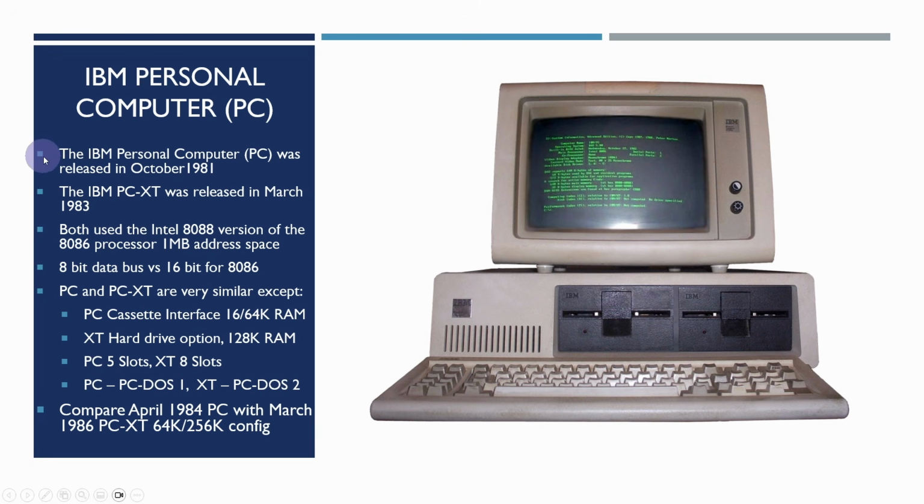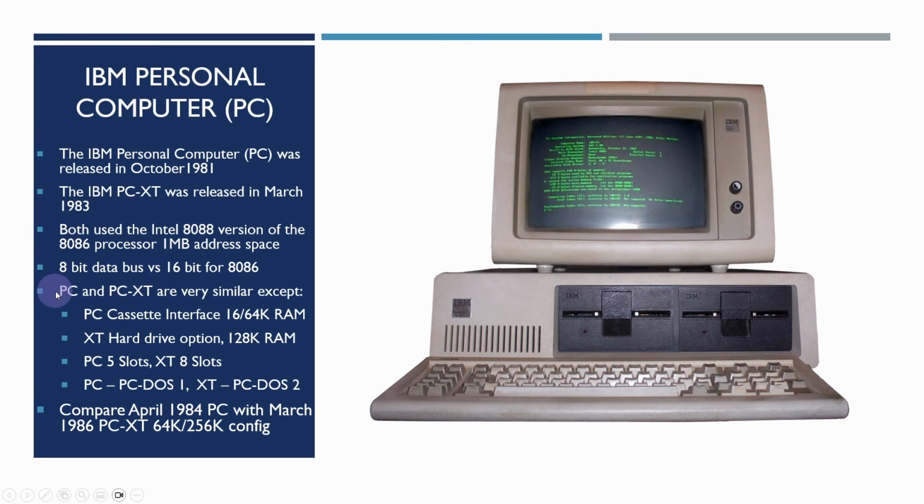So the IBM PC was released in October 1981 and the PC-XT was released in March 1983. They both used the Intel 8088 version of the 8086 processor, and this allowed up to 1 megabyte of address space, so this was 20 address lines, A0 to A19. Now the difference was that the 8088 only used an 8-bit data bus, whereas the 8086 used a 16-bit data bus, but this made it a bit simpler and cheaper to actually build the computer with the 8-bit data bus.